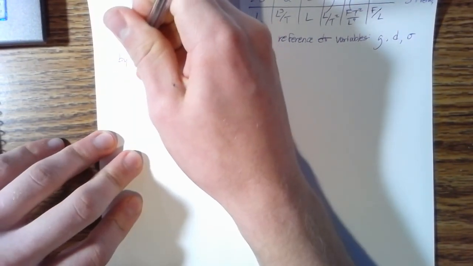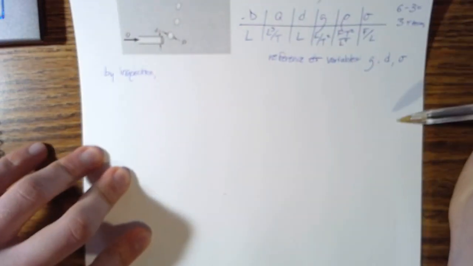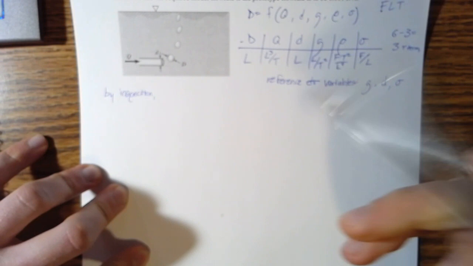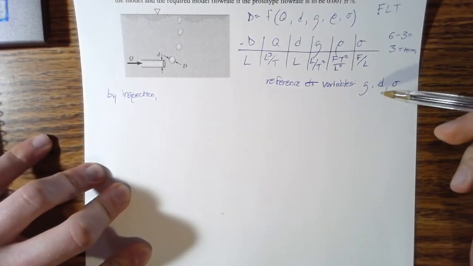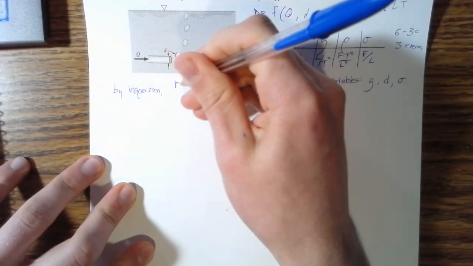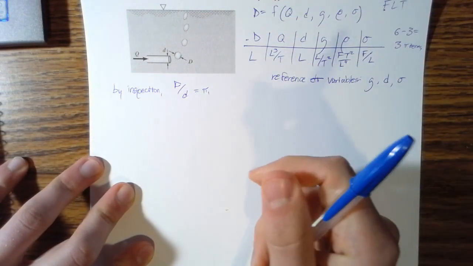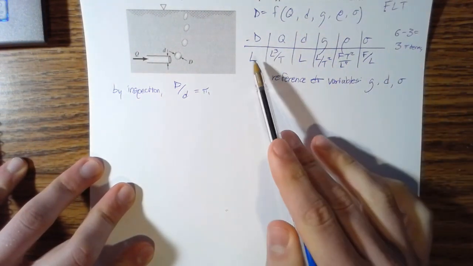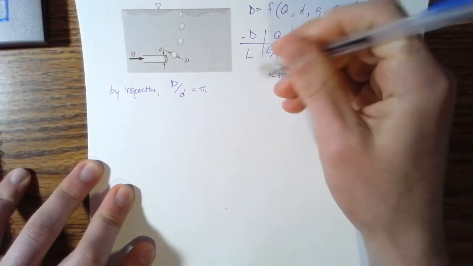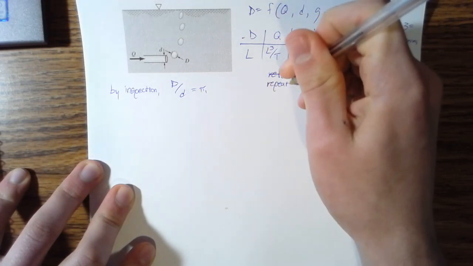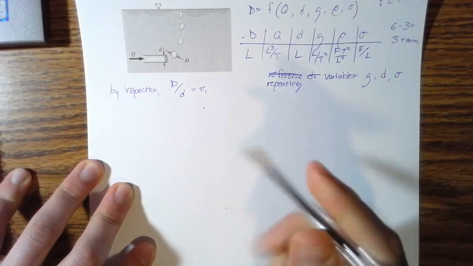By inspection, we notice that one of our pi terms is just going to be a length over a length. That's a dimensionless variable. That includes a reference variable and a non-reference variable, or repeating variable. Yeah, that should be a repeating variable. Doesn't make a huge difference, but we'll do it right. All right, so that's our first pi term. We have 2 to go.